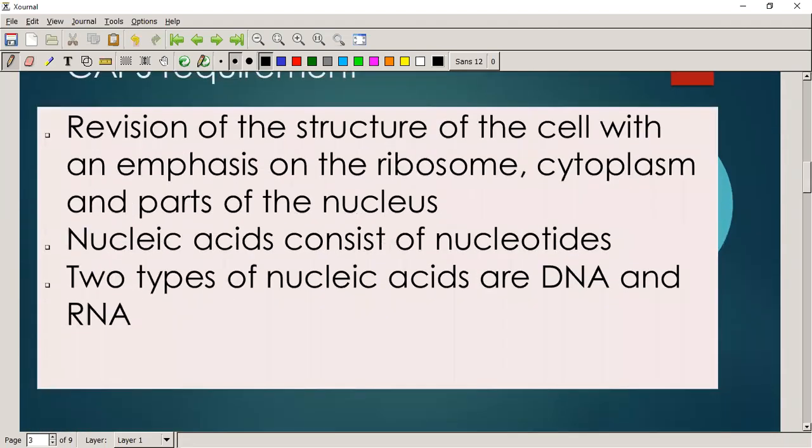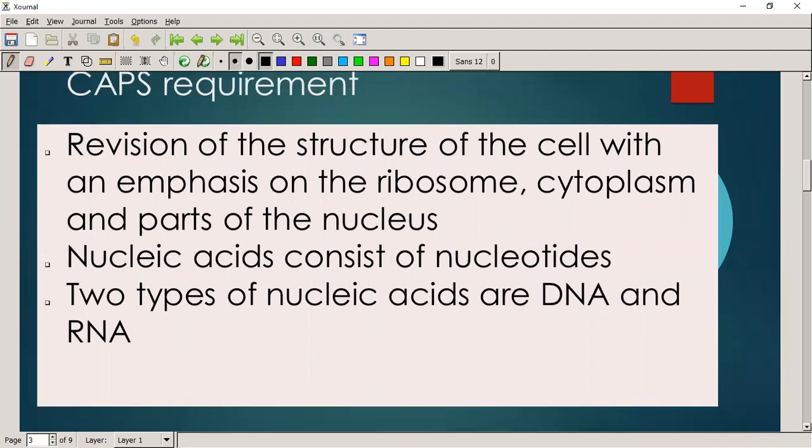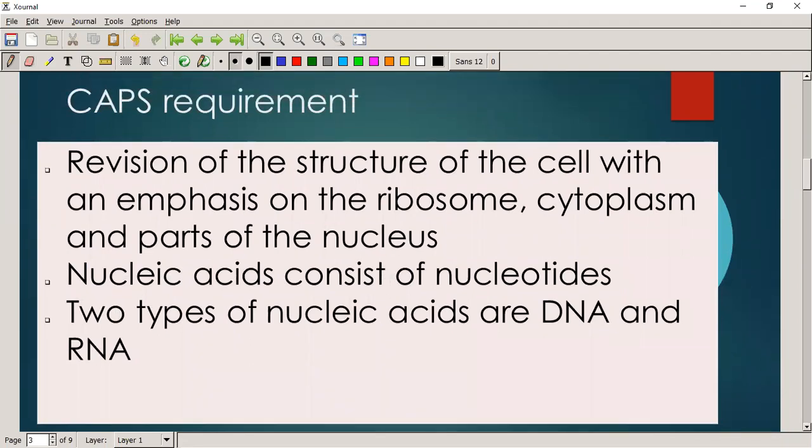Okay, so I've changed my strategy a little bit when I set up the presentations for the grade 12. In each and every lesson, the second slide of every lesson tells us what CAPS wants us to know for that lesson. And so anything that's not contained in CAPS, they are not allowed to ask you. So what does CAPS need us to know for this specific lesson?